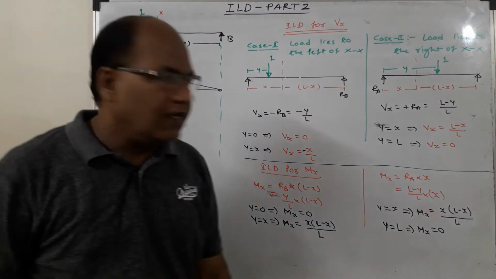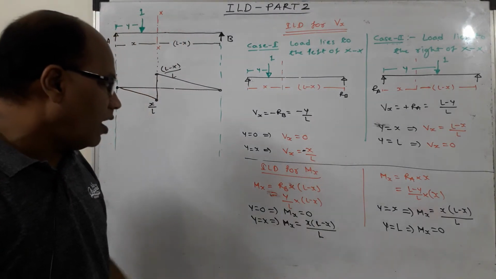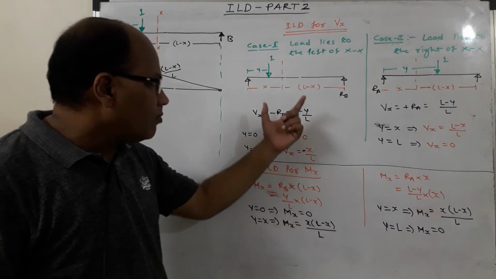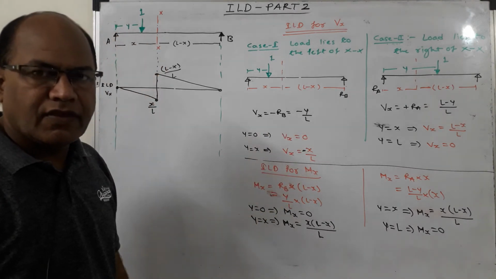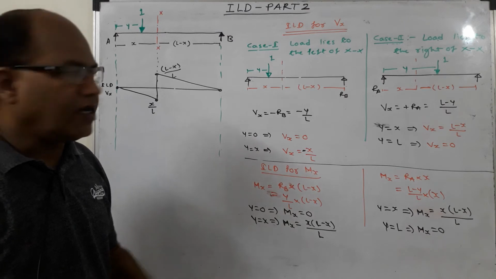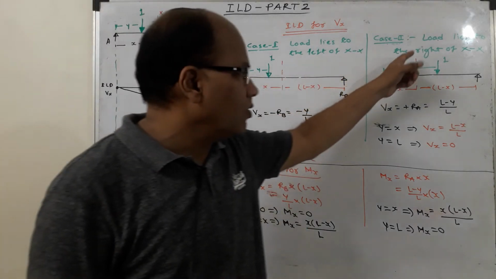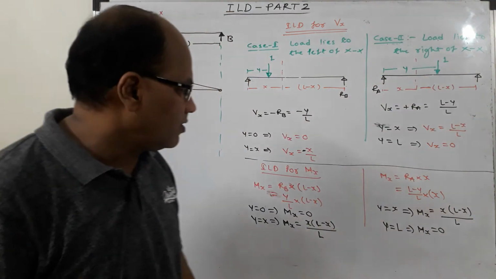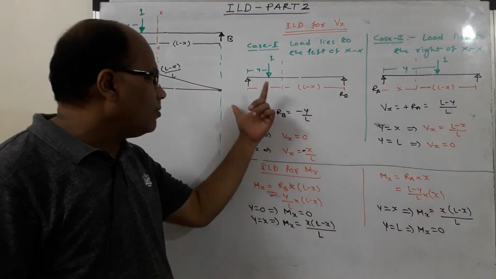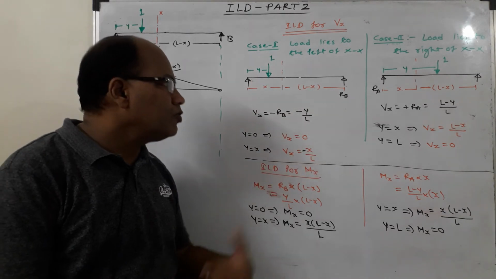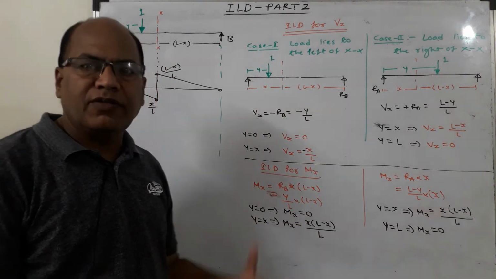Now the next is to draw ILD for Mx. In order to draw ILD for Mx, I am going to use the same trick. I am going to assume two cases. Case 1, load lies to the left of section x. Case 2, load lies to the right of section xx. When the load is in the left part, get the moment from the right part, and when the load moves to the right part, get the moment from the left part.